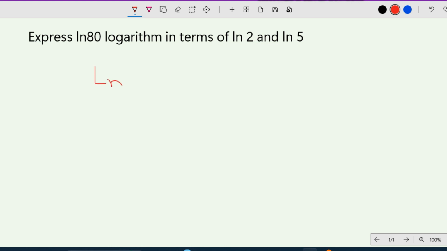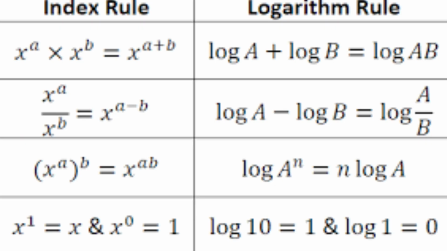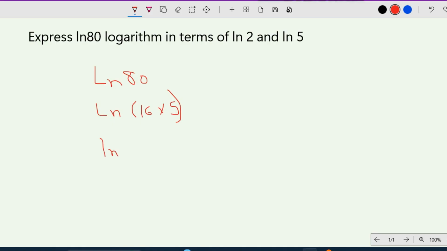Okay, so we have to express ln80 in terms of ln2 and ln5. So what we will do, we will express 80 in this form. Because 16 into 5 will also be 80, so we will write it as 16 into 5. As you know the rule of logarithm, when two numbers are in multiplication, they will be added. So what we will do now, we will express ln16 plus ln5, so we'll separate it in addition.